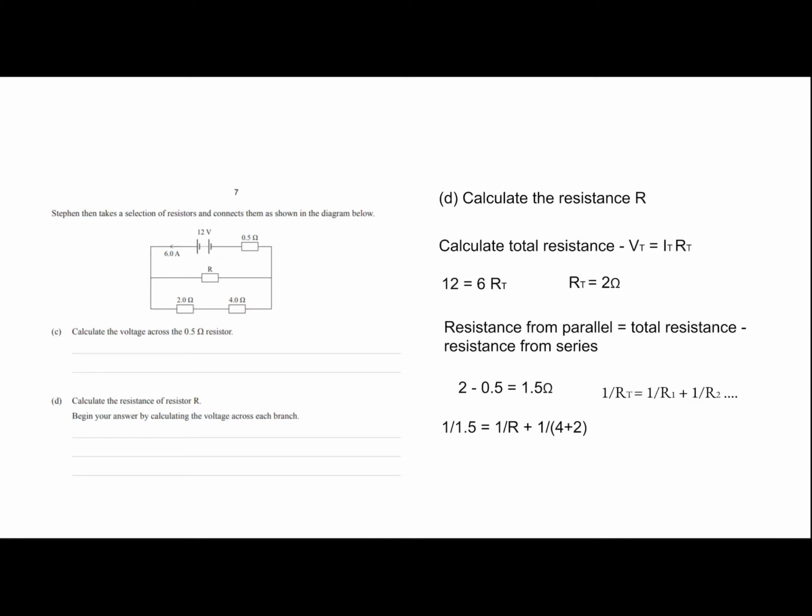And then the 6 ohm resistor is in parallel with the resistance R. So therefore, we can say that 1 over R plus 1 over 6 is equal to 1 divided by 1.5. And therefore 1 over R should come out to 0.5, and therefore your resistance should come out to be 2 ohms. And this question here is an excellence level calculation question.